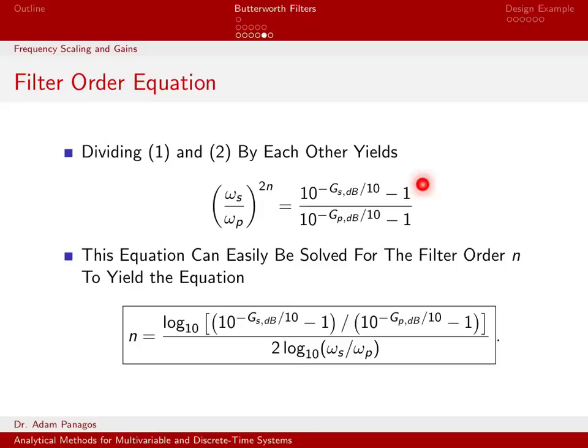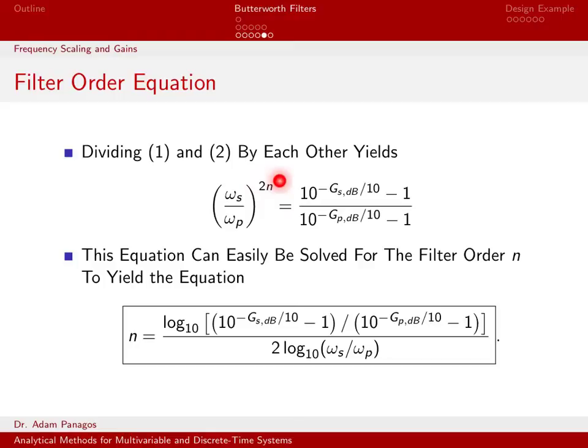When you divide equation 1 by equation 2, the omega c's cancel, and you end up with this equation. And now we're really close to something that's very useful. I now have a parameter here, a parameter here, a parameter here, and a parameter here. Those are things that I specify about my filter. Those are characteristics that I want. What I don't know is what should the filter order be. But now I'm almost there.